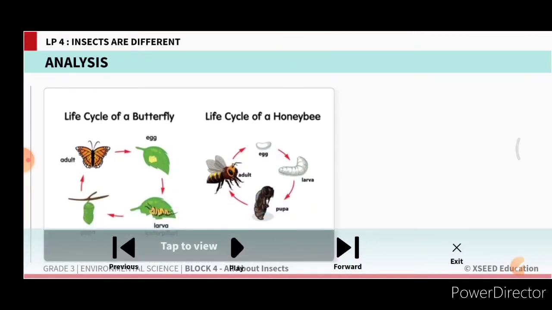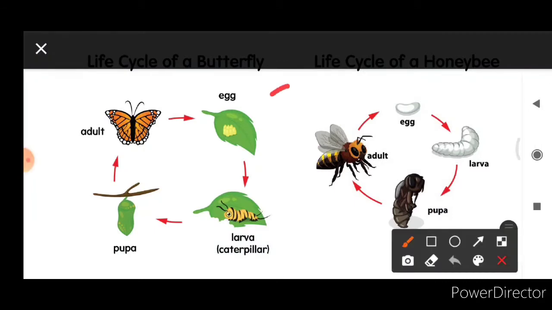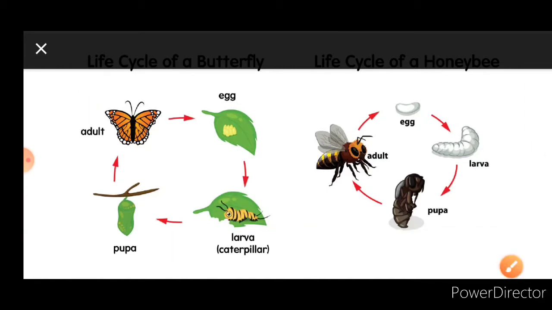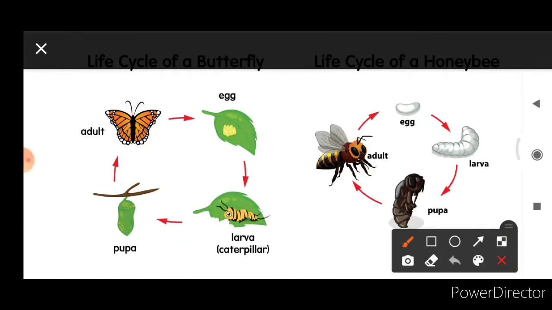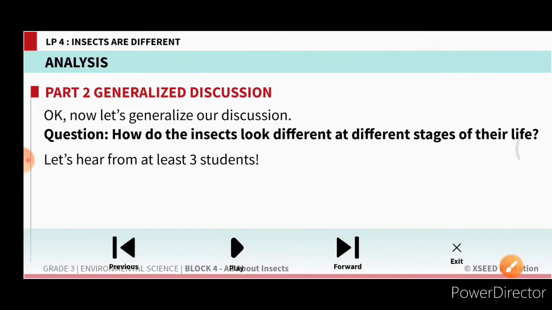Okay, let us observe this once again. So, this is the right order which you see. They start from the first stage, that is egg, then larva, then pupa, then the adult stage. And you can even observe this honeybee's life cycle here. The egg is the first one, second is larva, third is pupa, then fourth is the adult. Okay, let's move further and learn more.